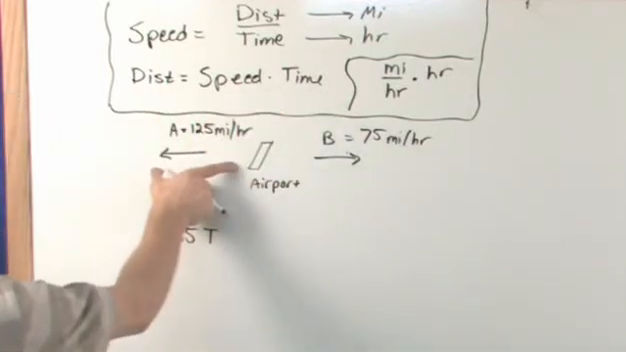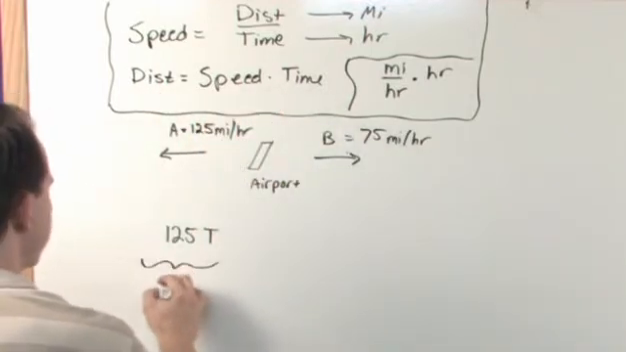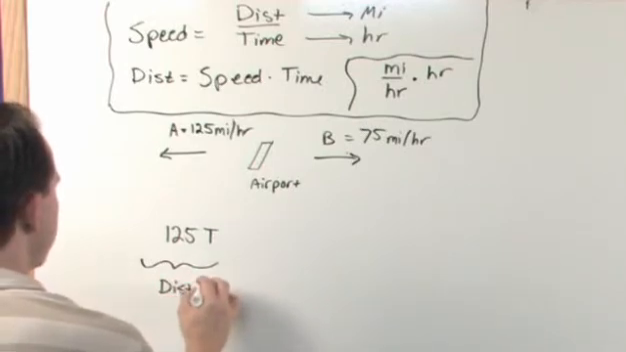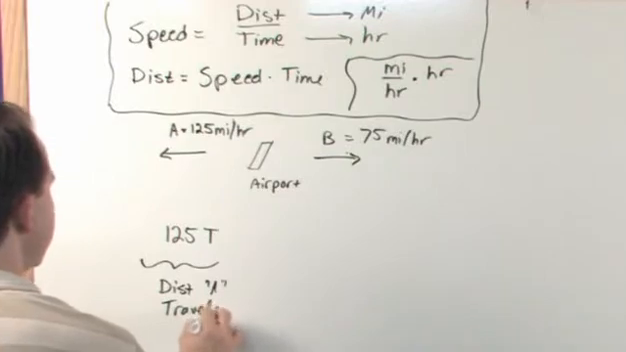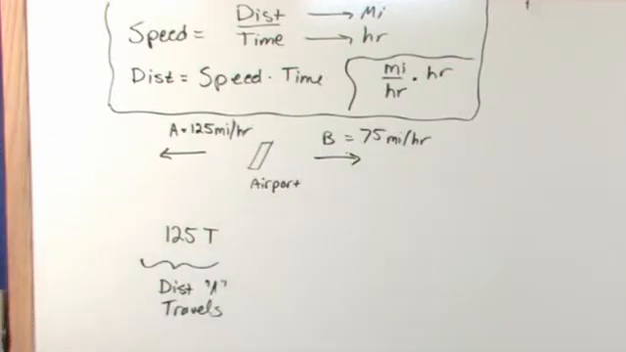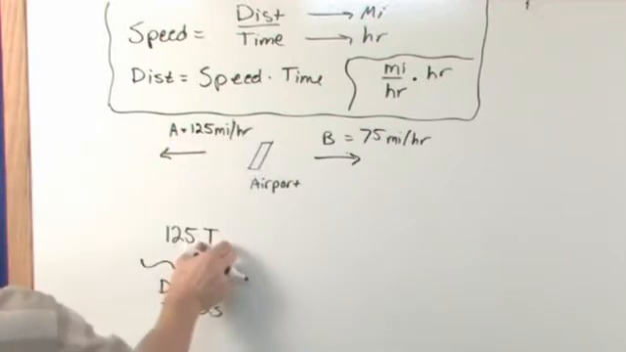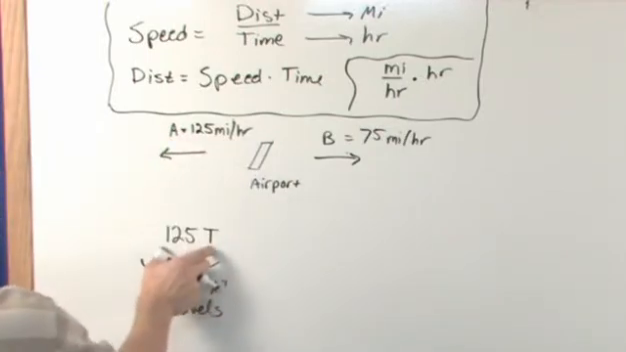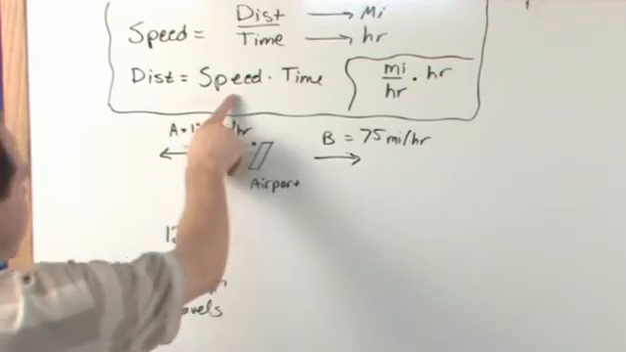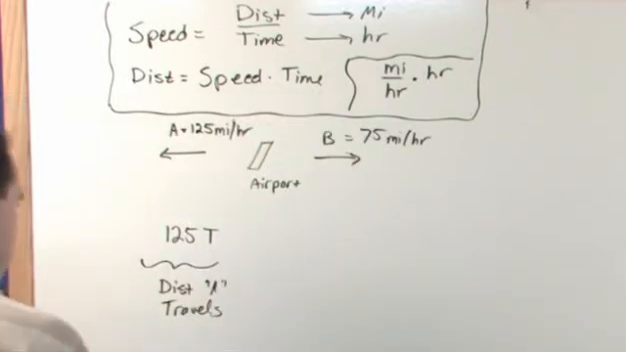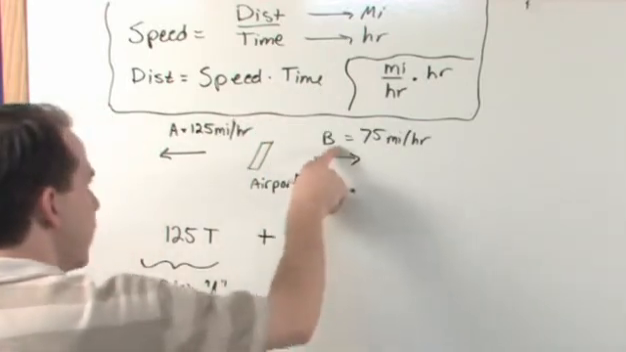The distance this plane travels, this is the distance plane A travels in time t, which we don't know. That's what we're trying to solve for. How long does it take, okay? But we know that after a certain number of hours, this plane will travel this far, 125 times t, speed times time, okay? Plus, how long does this one travel?